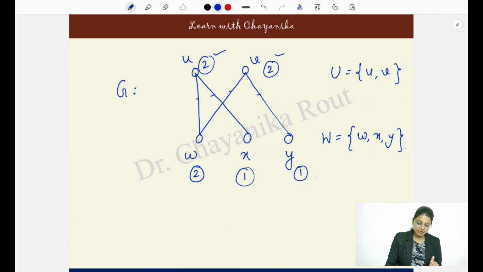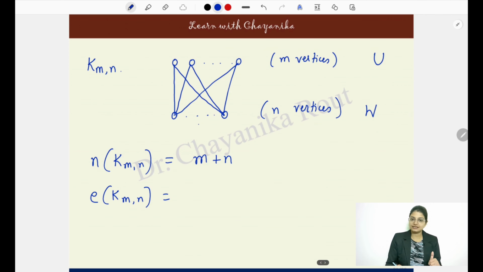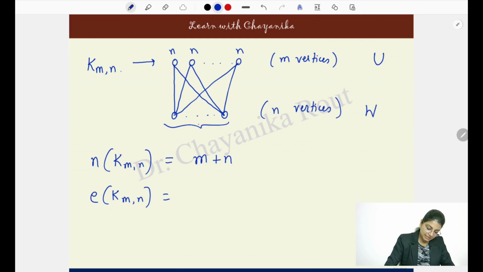That is the reason summing up the degrees of all the vertices in this partite set gives me the size of the graph. Again, summing up the degrees of all the vertices in this partite set also gives me the size of the graph. Since a complete bipartite graph is also a bipartite graph, here also focusing on any partite set, if I know the degrees of the vertices, like here every vertex is adjacent to all these n vertices. So here everyone has degree n.